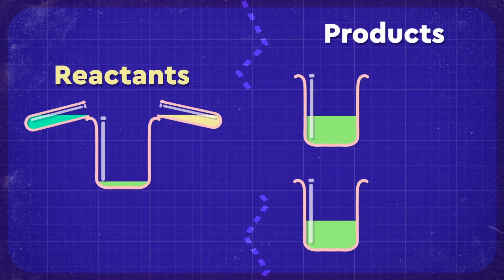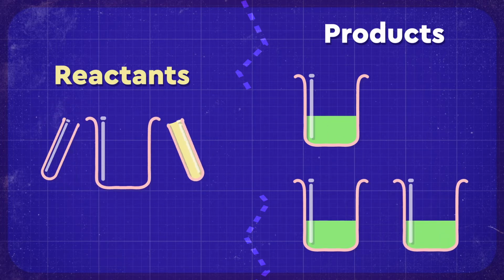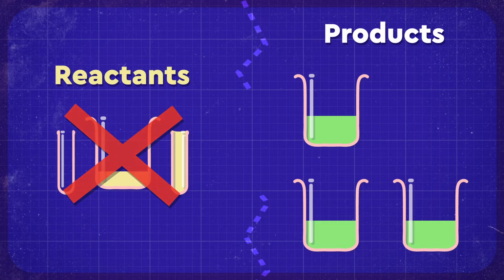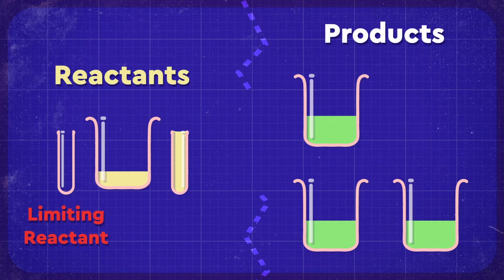If one of the reactants in a chemical reaction is used up, then the reaction will stop completely. The reactant that is used up completely and stops the reaction from happening any further is called the limiting reactant. It's kind of obvious when you think about it. Another way of looking at the limiting reactant is the one that's used up first. The other reactants are then said to be in excess because they've not been completely used up.